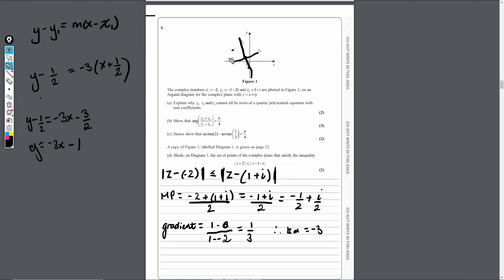Okay, so what I'm going to just quickly do is I'm just going to rub out this little line here, just so you can see it, and then I'm going to shade it all. So if I shade it all now, what you need is everything to the left of this line.